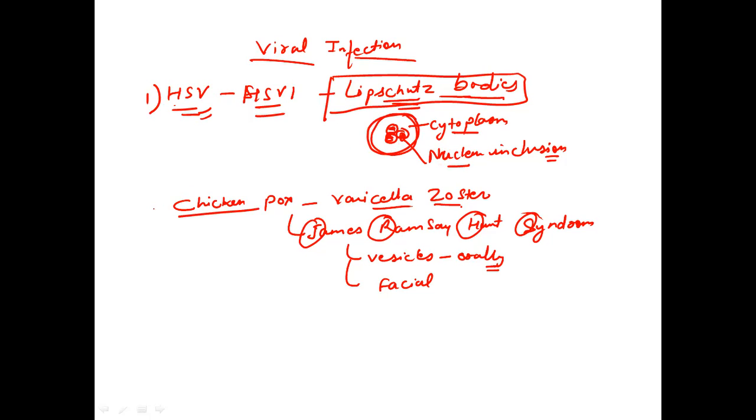Second one, chickenpox, which is caused by varicella zoster or herpes zoster. This is also called James Ramsay Hunt syndrome, right? Three things happen in James Ramsay Hunt syndrome. What are these three things? It is very easy to remember. First of all, we have to write James Ramsay Hunt syndrome. There are three things which we have to remember.